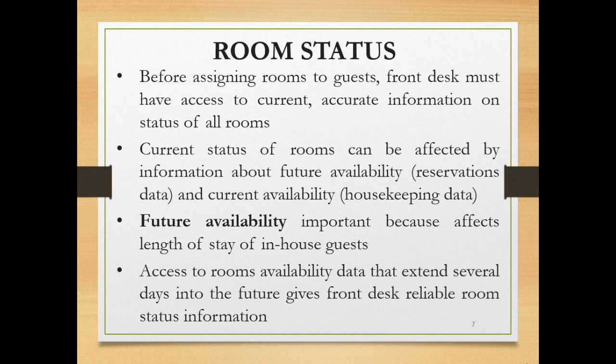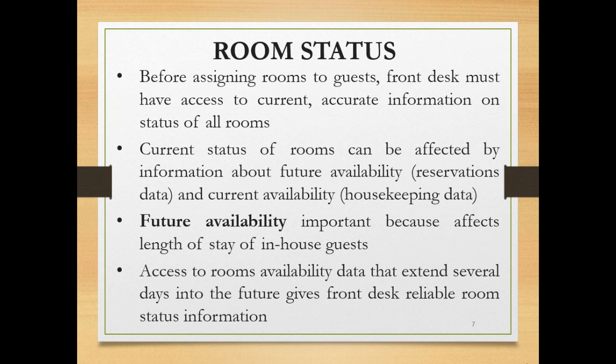Right? Next, before assigning rooms to guests, the front desk must have access to current accurate information on the status of all the rooms. The current status of rooms can be affected by information about future availability, for example, reservation data and current availability at housekeeping. So when we say future availability, current status of room, not only can you view the status of the room for today, you could also see the future availability for the next day, next week, next month, next year even, yeah? Because all of the booked rooms that the reservation has keyed in will also be stored in the same system.